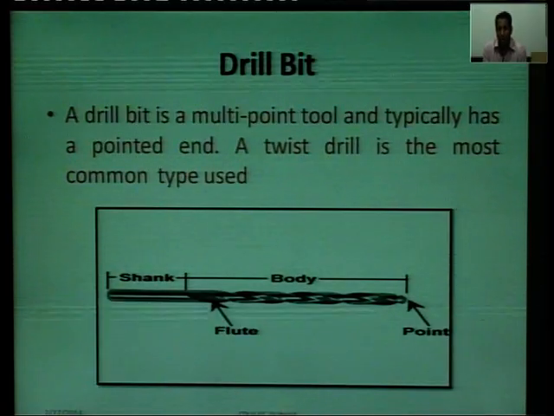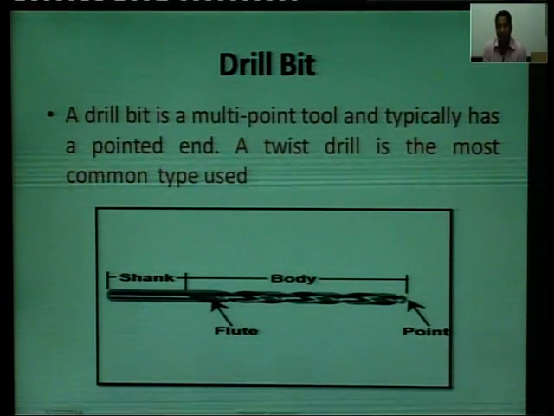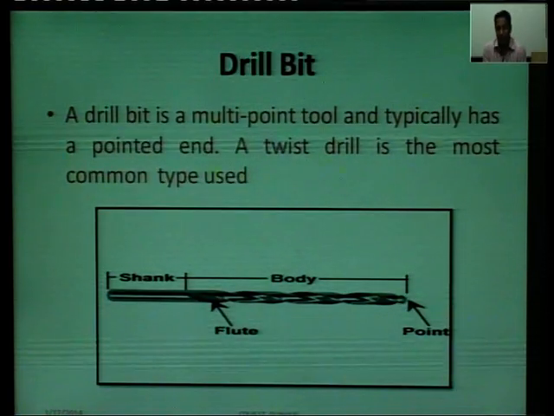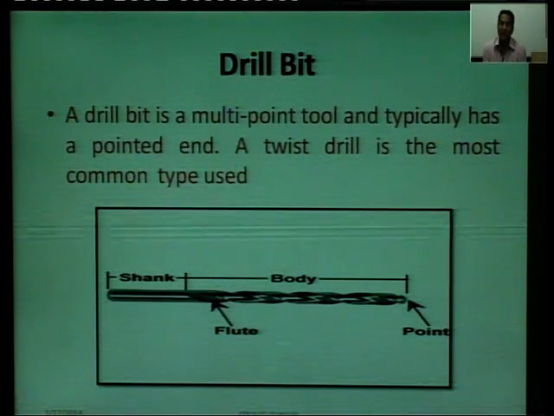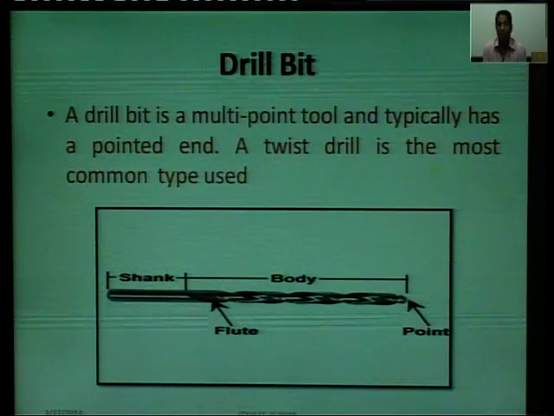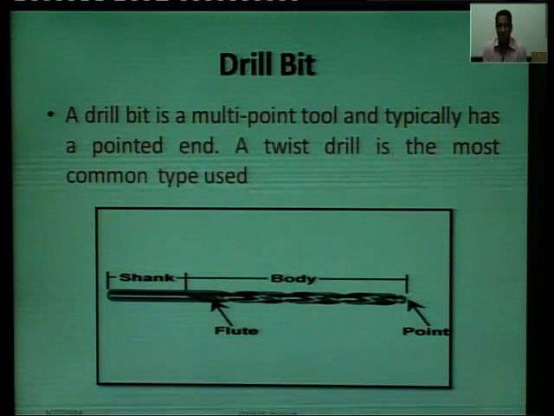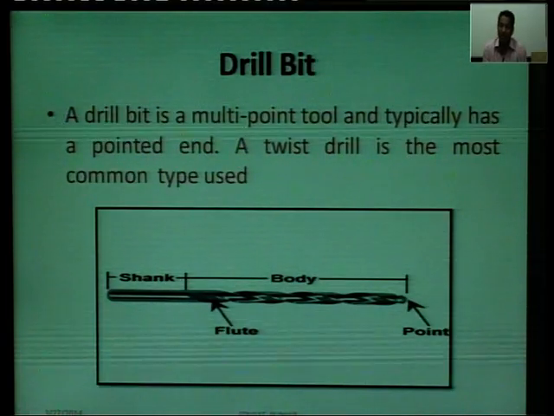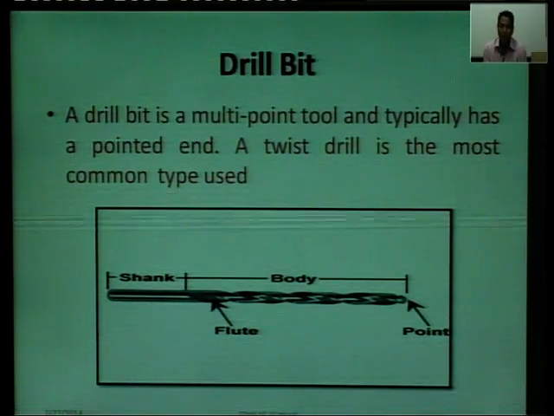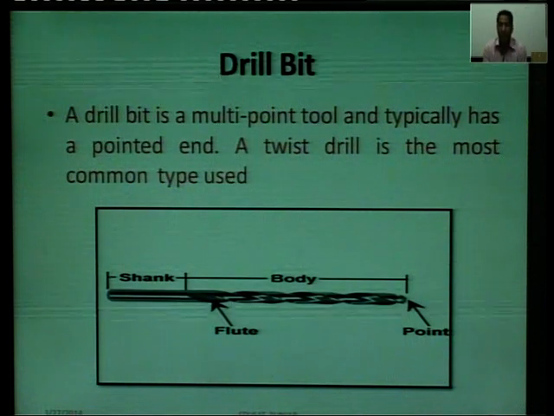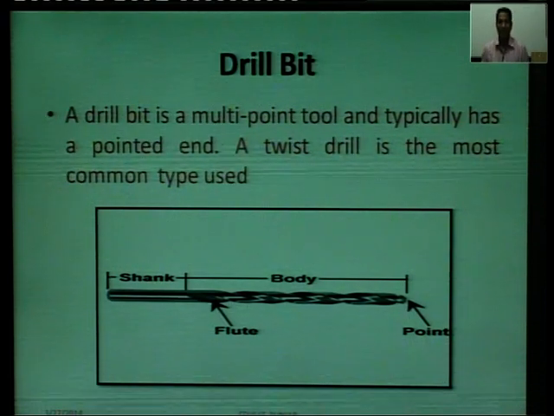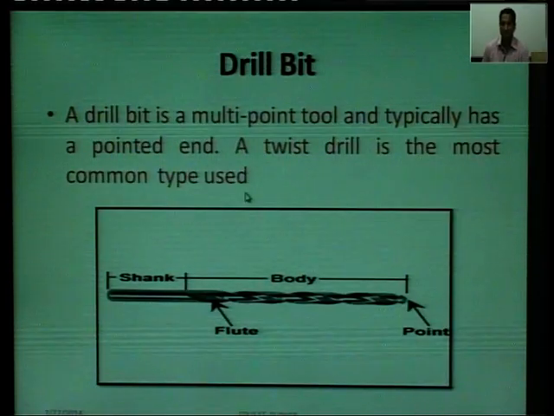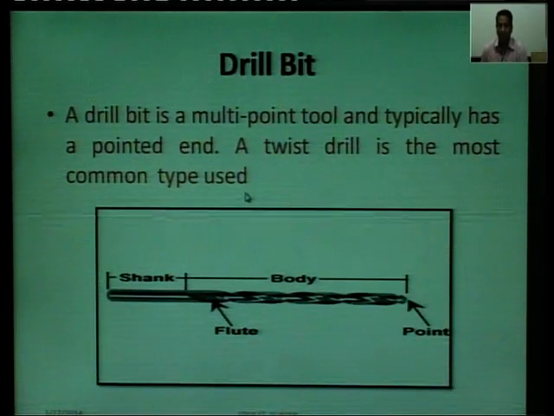tool. So on a drilling machine, we need a tool to produce a hole inside the workpiece, and that tool is called drill or drill bit. The total name, ਇਹਦਾ ਪੂਰਾ ਨਾਮ ਕੀ ਹੈ, drill bit. So this drill bit is not a single point cutting tool. This is a multi-point cutting tool. So drill bit is a multi-point tool and typically has a pointed edge. A twist drill is the most common type used.